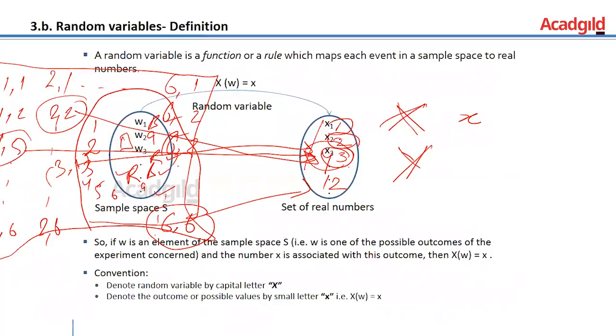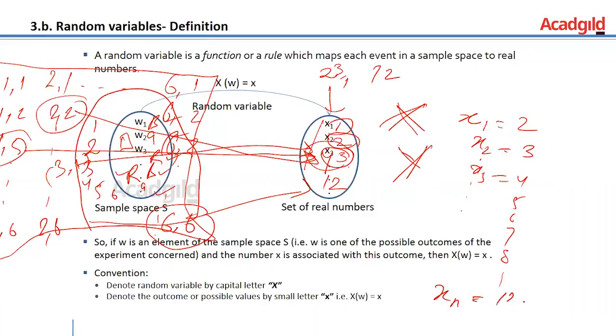So what are the possible values that my random variable can get in this case when I roll two dice? It starts with 2 and it ends with 12: 2, 3, 4, 5, 6, 7, 8, 9, 10, 11, 12. Needless to say, 2 is only one of those 36 cases, so the probability of getting 2 is 1 by 36. As well, 12 is one of those 36 cases, so the probability of getting 12 is 1 out of 36. While the values in between, say 7 or 6, have higher probability as compared to 2 and 12. So x1 here is 2, x2 is 3, x3 is 4, 5, 6, 7, 8, 9, 10, and xn, whatever that number is, 12.